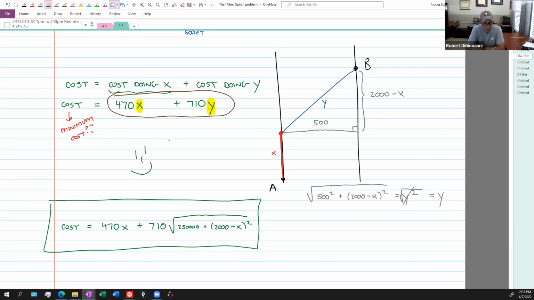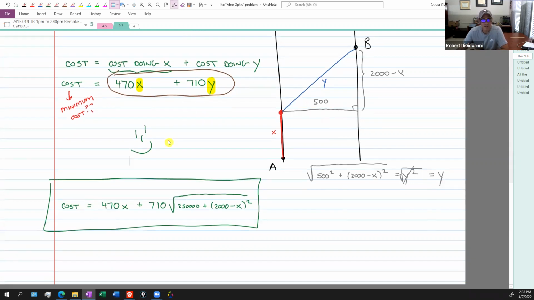Do you feel like taking the derivative of that? Yes, you do. Come on, you can do it. Let's take the derivative of this. It's not as bad as it looks. Come on, we can do it.